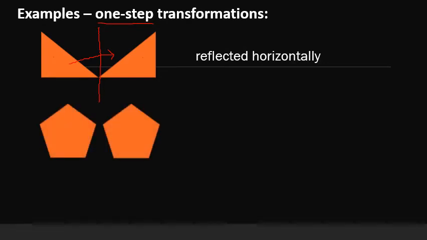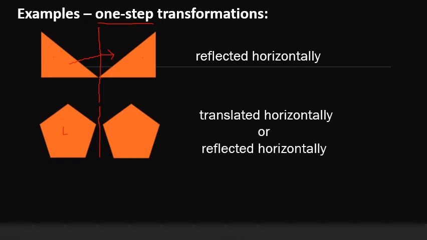With these two pentagons, I look at the one on the left again, and I could say that it's been translated or slid horizontally. Alternatively, I could also say that it's been reflected horizontally. If I drew the same line of reflection, now there is a gap here, but that doesn't matter. I can still draw it down the middle, and assuming that there's equal space on each side, then I could say that it's been reflected horizontally as well, because it's a symmetrical shape, and the reflection is going to look the same in this case.